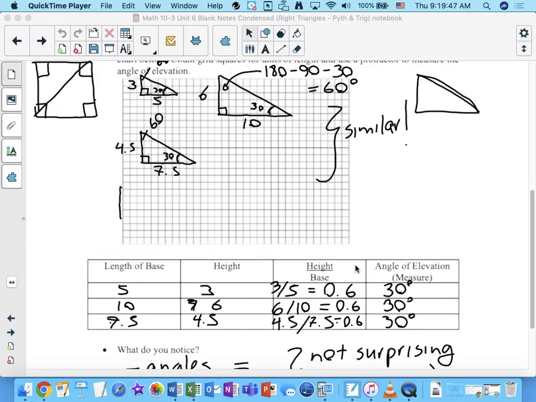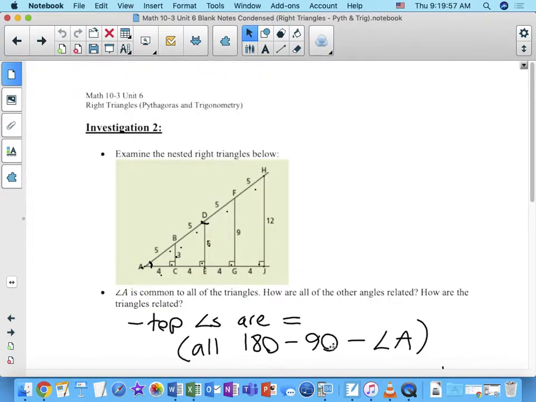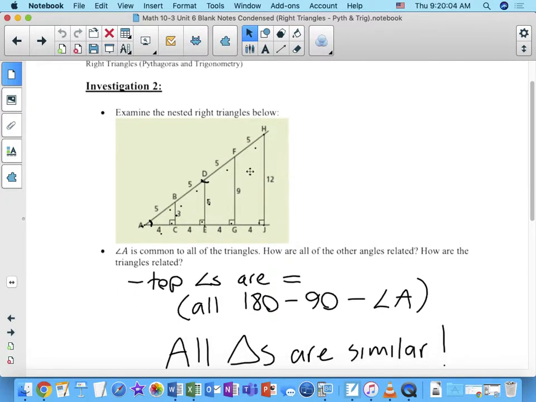Okay? Once we established that, it wasn't so surprising that the angles were equal and that the ratios were equal. Then we did the same thing over here where we had a drawing of these embedded triangles, and we established that the top angles had to be the same because they all have a right angle and they all share this angle at the bottom. And so these top angles have to be whatever's left over from 180 once I take out the 90 degrees and this angle A, which means that they're all the same.